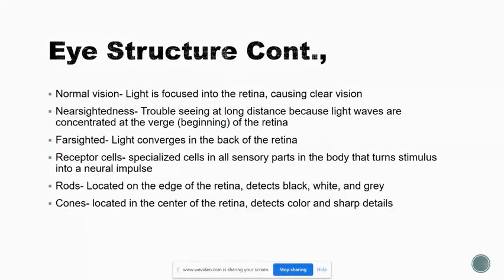Okay. So eye structure continued with normal vision. By the way, how many of you have glasses or contacts? You guys might wonder why that's becoming increasingly common.